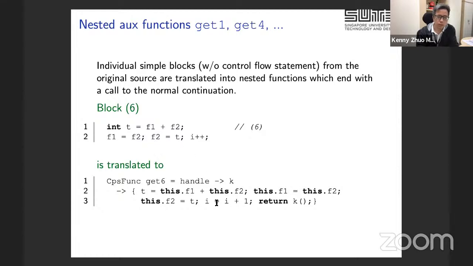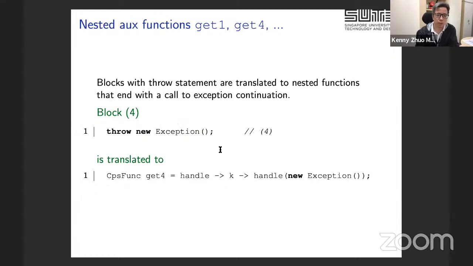Okay, so this is translated in a similar way. I just omitted the type notation for the formal argument. So there's no surprise here. Now let's look at the translation for block 4, which contains a throw exception statement. In this case, it's straightforward again, because this is a typical encoding of continuation with continuation passing style. We just apply the exception to the handler continuation, or exception continuation.